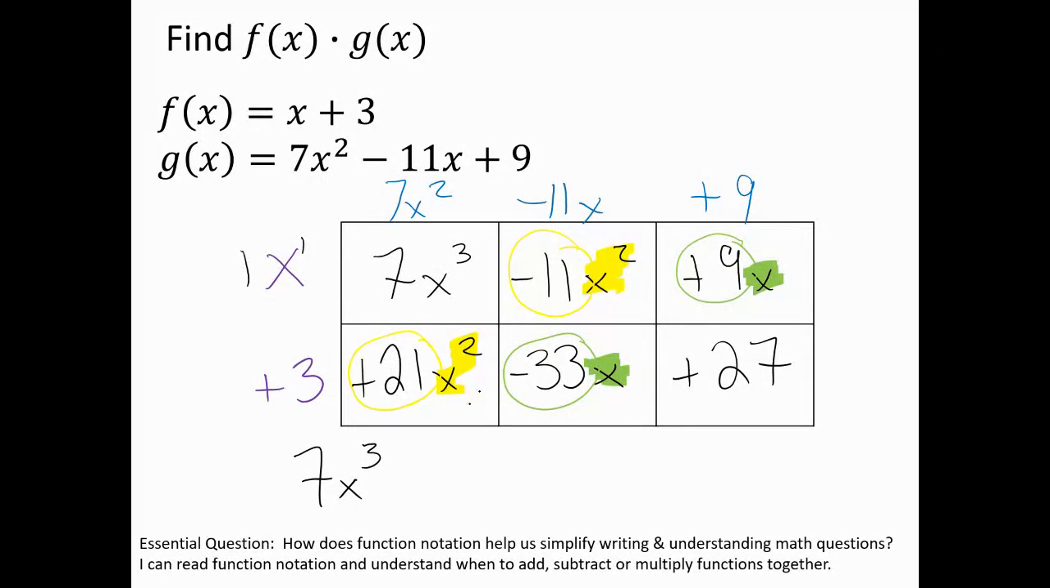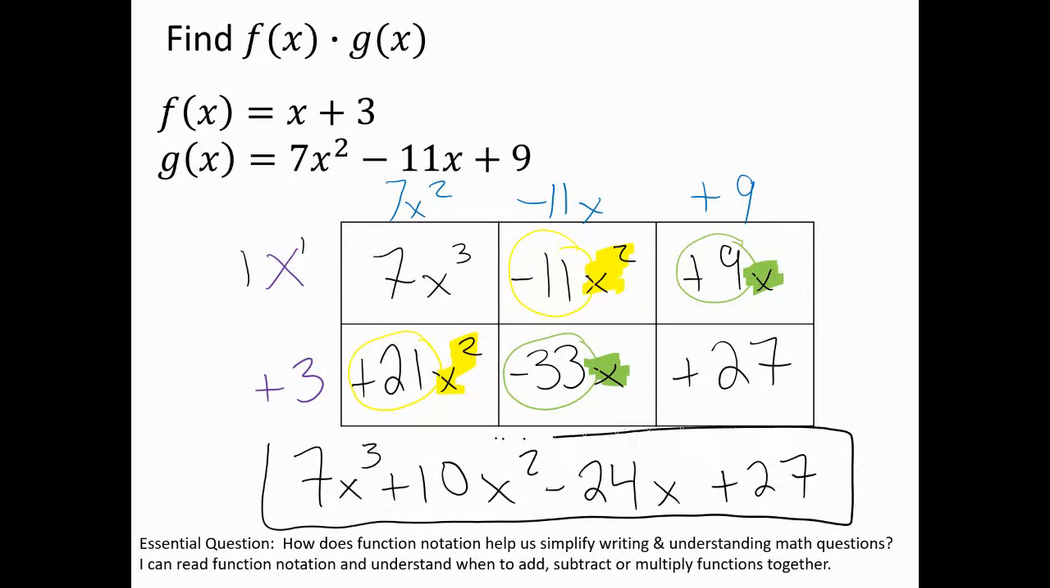21 minus 11 is going to be 10x squared. Negative 33 plus 9 is going to be negative 24x, and then plus 27. And that is all that you do. Hopefully after watching this video, it helps you out a little bit. So this is it, but technically once you multiply two functions together, we get a new function. So I'm just calling it, hey, we have this new function, 7x to the third plus 10x squared minus 24x plus 27. You do not have to write this, just gonna throw that in there. All right, if you need help, let me know.